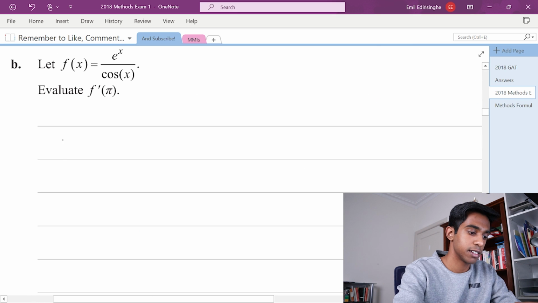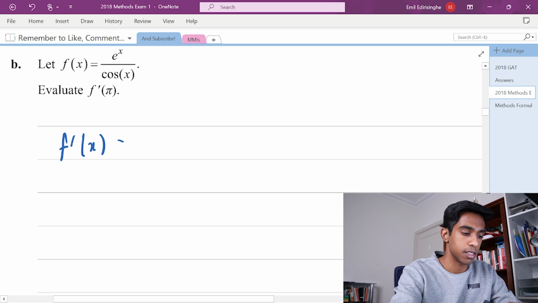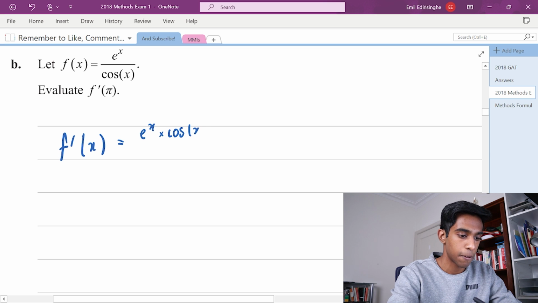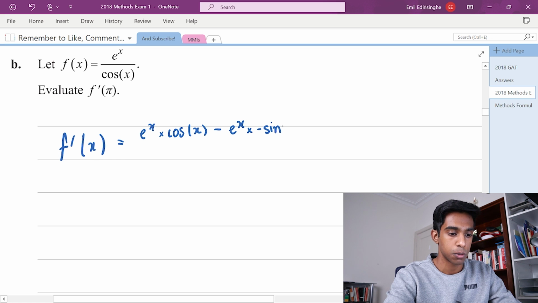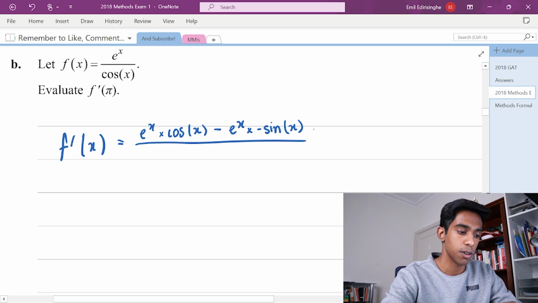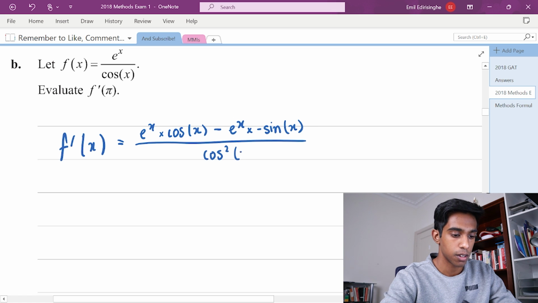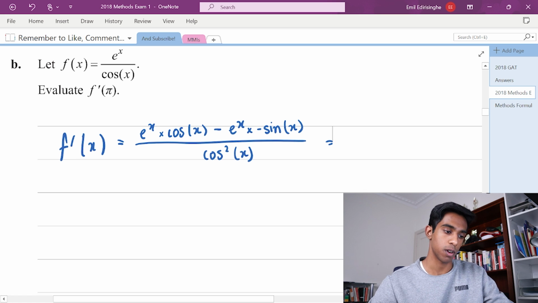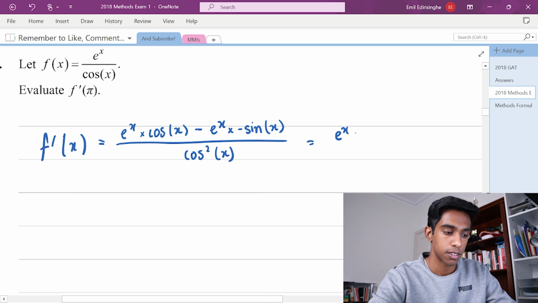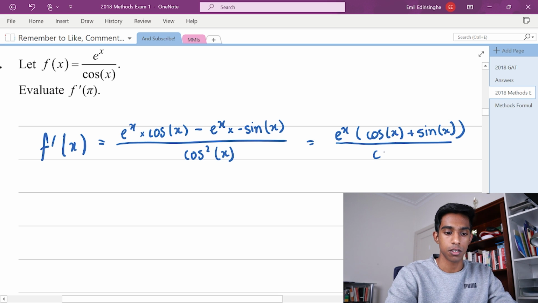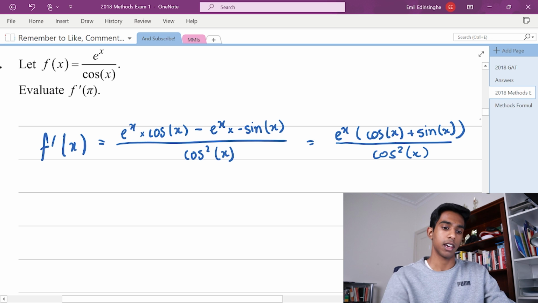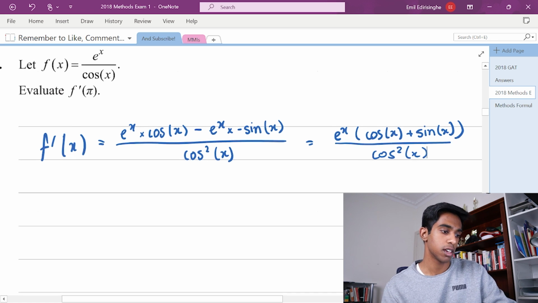So from that, I remember that f dash of x for this equation is going to be e to the x times cos x minus e to the x times negative sine x, which is the derivative of cos x, and then this is all going to be over cos squared of x, and then I can just simplify this as well again to get e to the x (cos x plus sine x) on cos squared x. And then all I have left to do is really just to sub in pi to get the answer.